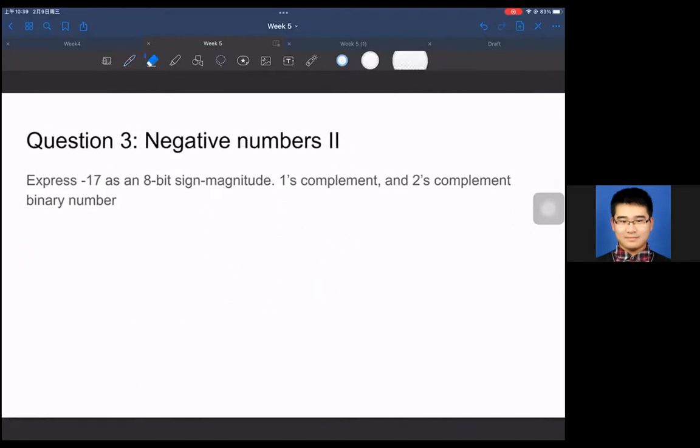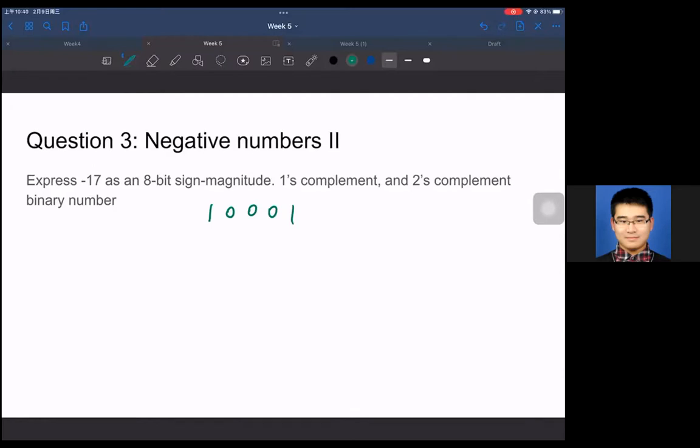So this is asking you to express -17 as 8-bit sign magnitude, 1's complement and 2's complement. That's the example. So firstly, can someone tell me what is 17? 17 is 16 plus 1, right? Which means we have 16, 8, 4, 2, 1. That's number 4. Can anyone verify that?